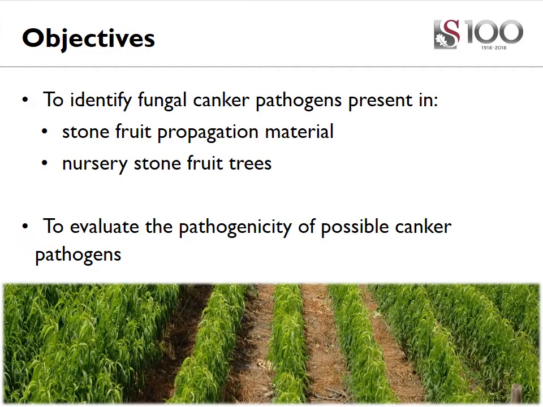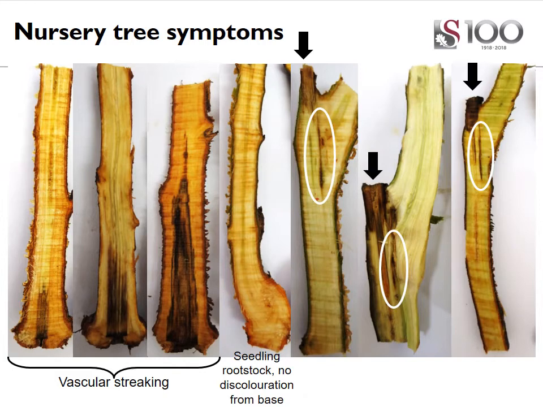Good day. In the current study, we looked at the phytosanitary status of stone fruit nursery trees and propagation material. The fungal isolates that we identified were then further tested for their pathogenicity status. Plum and nectarine varieties were sampled from 3 nurseries.